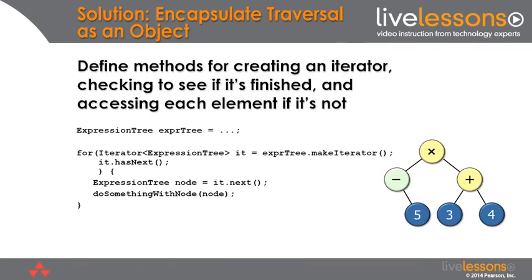Next, we'll go ahead and define methods to create an iterator, check to see if the iterator is finished, and access each element if it's not finished. The code we show here illustrates how we can have a factory method, such as make iterator on an expression tree, return an iterator, which is part of the Java JDK Iterator interface, and then have some methods to be able to check to see whether the iteration is done, and if not, access each element one at a time to do something with it.